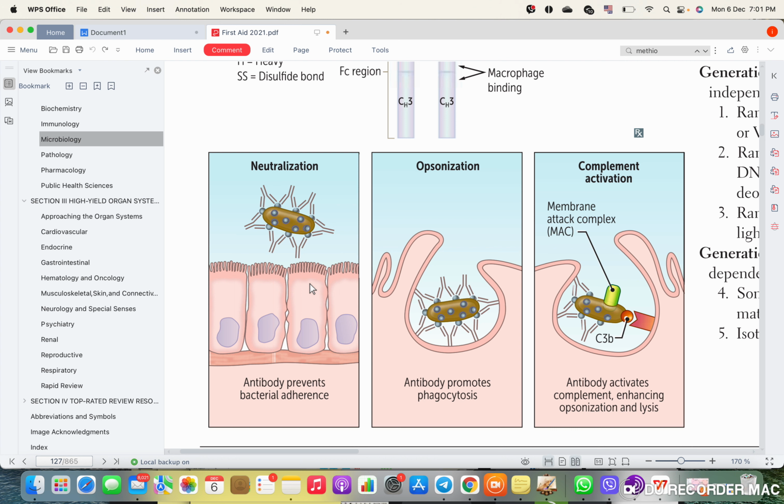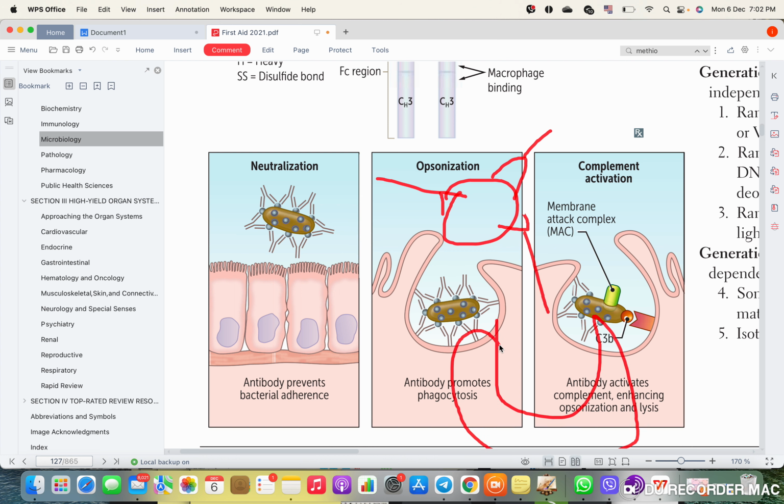Okay, what about opsonization? Opsonization, I like to imagine it as if you have a dog and you bring a toy for the dog and tell him, hey, come and get it. You are opsonizing the dog, okay? So what do I mean by that? Well, you have the bacteria inside of your body. An antibody comes and attaches to it. The dog is basically the macrophage. When the macrophage sees that antibody, he's like, oh, my food. So he goes and engulfs it and eats it. So the antibody promotes phagocytosis.